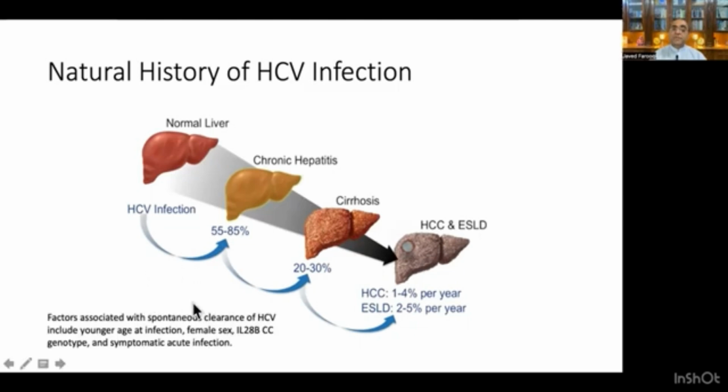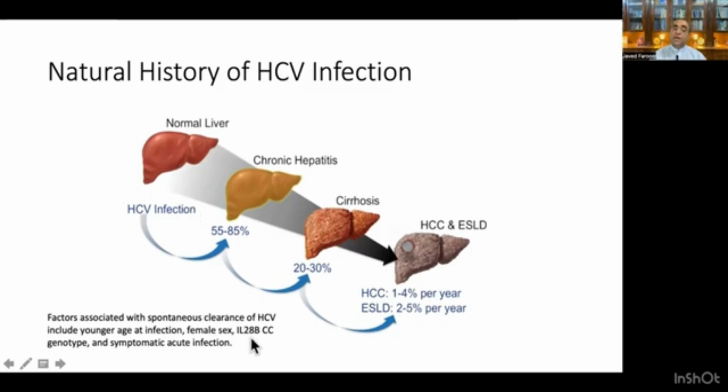Factors associated with spontaneous clearance: who are those 15 to 45% of the lucky people who, when they become infected with acute hepatitis C, will recover? They are young people, when the infection is acquired at a younger age. Female, they do clear; the spontaneous recovery is in those patients.